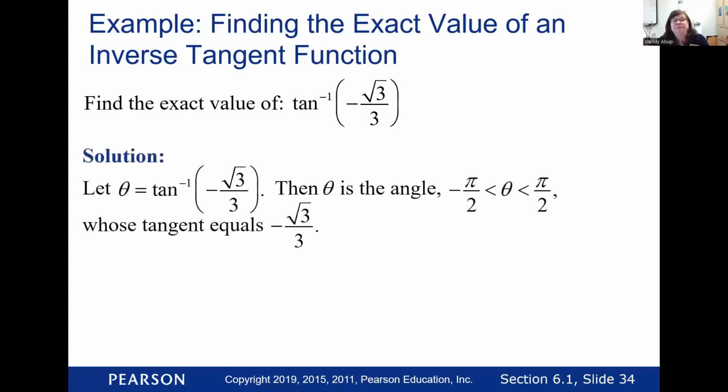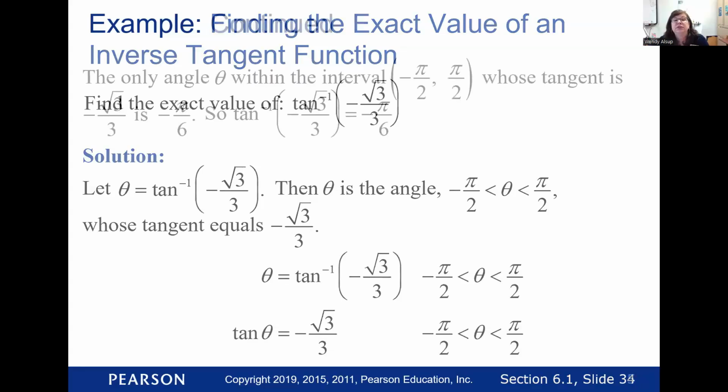By the way, let's see, does it show us negative pi over 6?